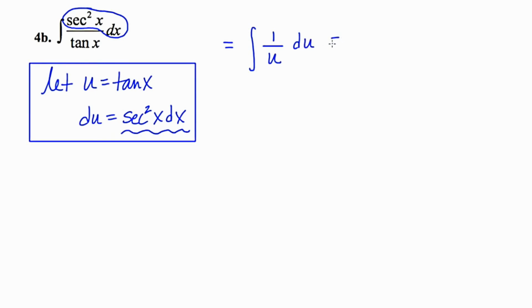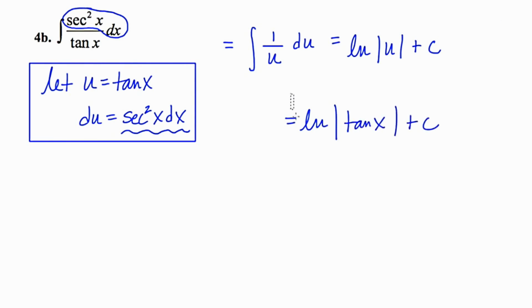Applying our rule, we end up getting the natural log of the absolute value of u plus c, and then I have to remember to back substitute for u. So this is going to be the natural log of the absolute value of tan x plus c. And that's it. We've successfully integrated. Let's move on to the next example.